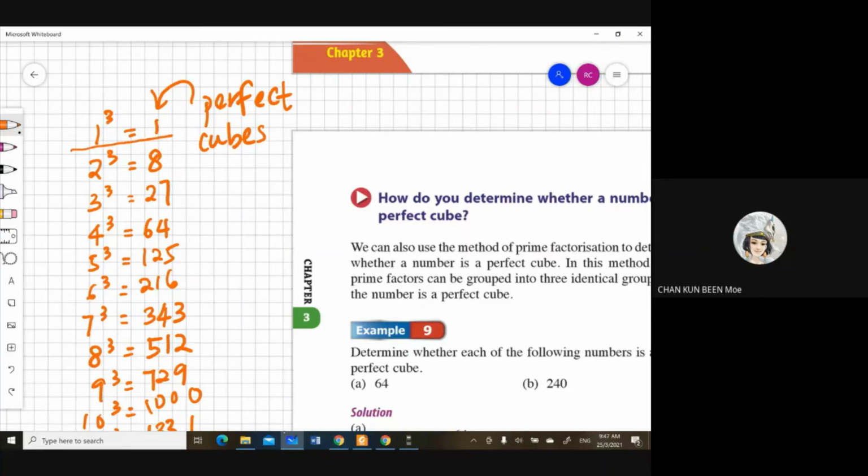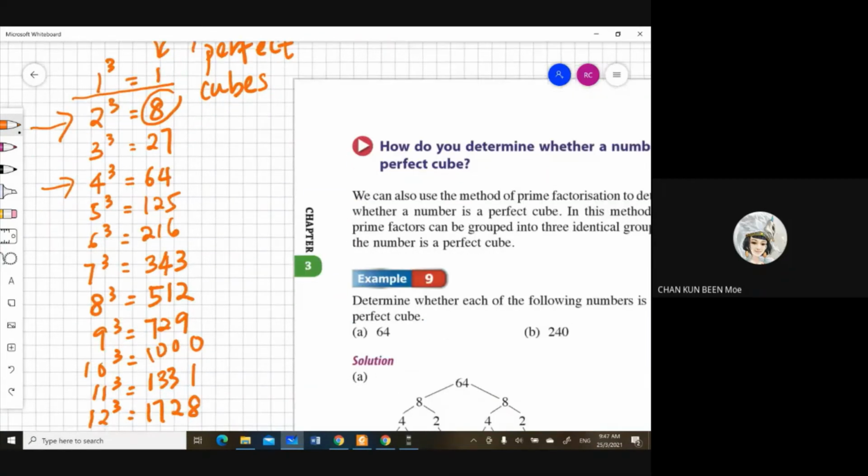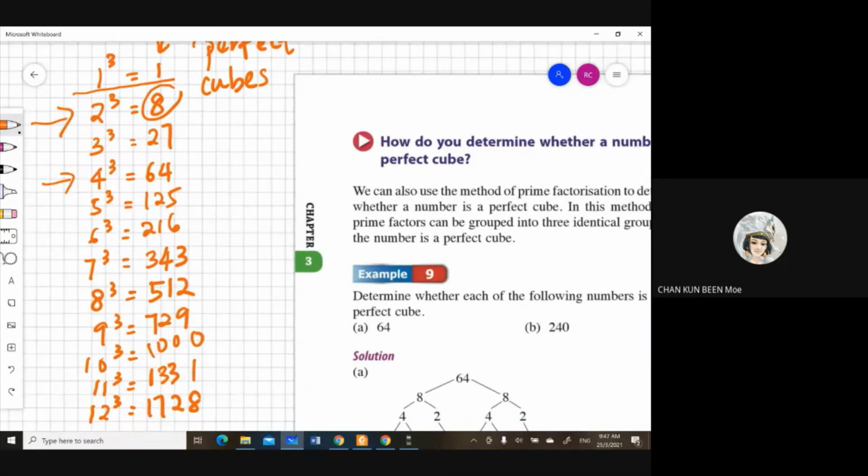For example, I will ask you, what is 2 cube? You are going to give me 8. What is 4 cube? You are going to give me 64. So I want you to memorize all of this. And in the next lesson, I'm going to ask you questions regarding the perfect cubes.